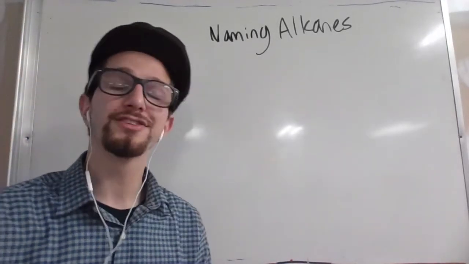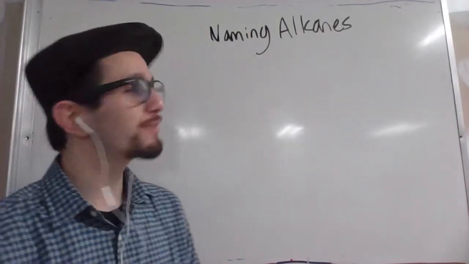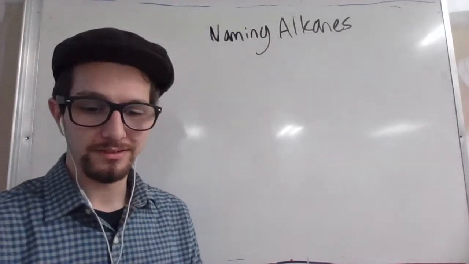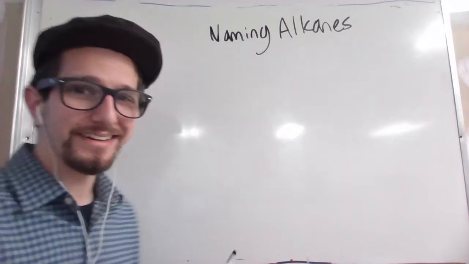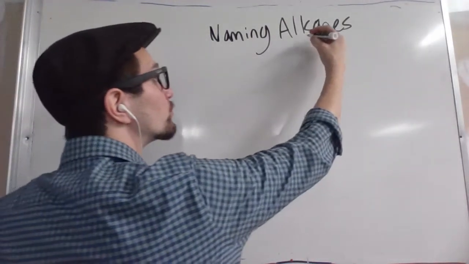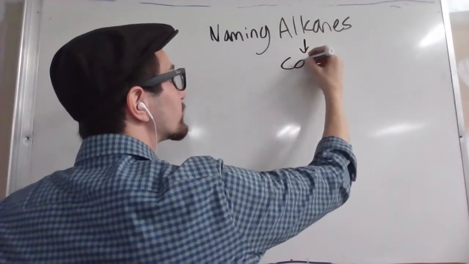Hello everybody, Intro to Organic Chemistry. So how do we name an alkane? Well, to name an alkane, we need to know what an alkane is. And to know what an alkane is, we kind of need to know what carbon is and what carbon does.